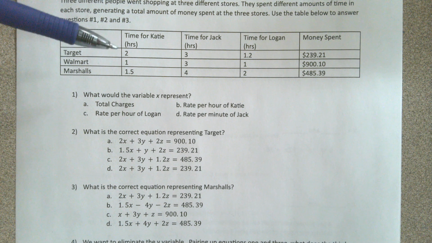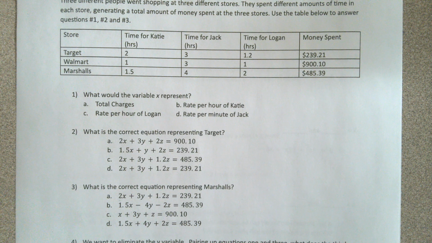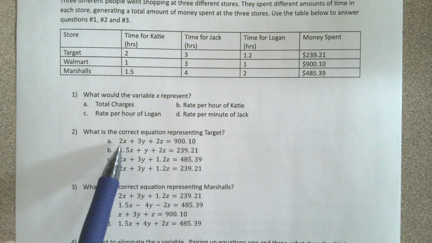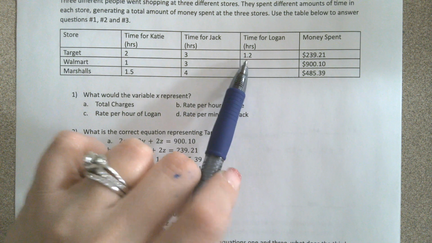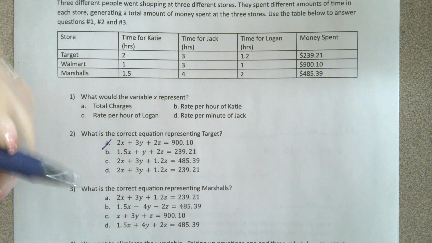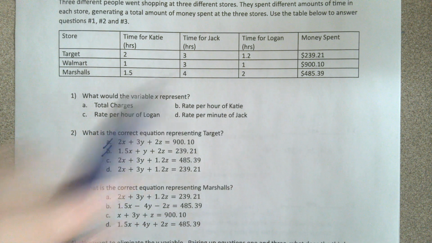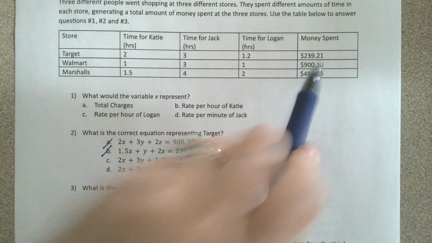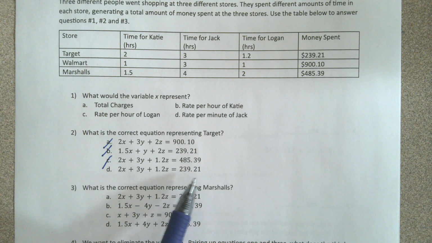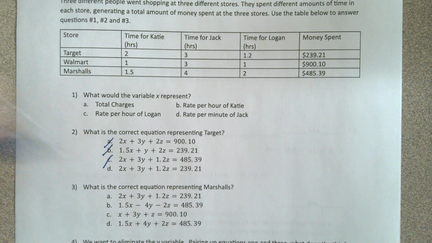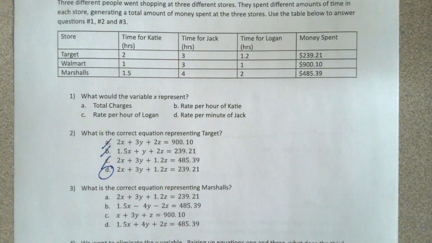And a lot of you can pretty easily put this together. Some of you are going through and just seeing which numbers make the most sense. So like if I looked at A, we have 2, 3, and 2. Well, if I look at Target, I've got 2, 3, and 1.2, so that's not going to work. B is automatically out. C, I've got 2, 3, 1.2, but the total is different. So D is my answer. 2, 3, 1.2, and 239.21. D. And that's pretty much what you're going to do for number 3 as well.